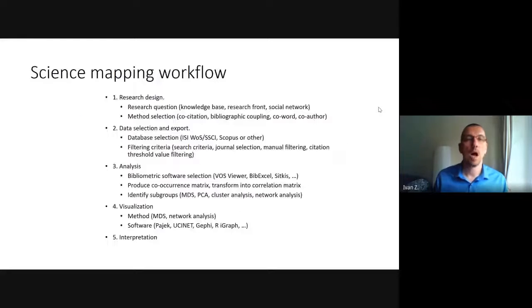So how do you conduct this kind of review? Here's the workflow that you can find in the bibliometric methods article. You start with the research design, so you start with a research question and decide which method is appropriate to address the research question. Then you go for selecting the data.